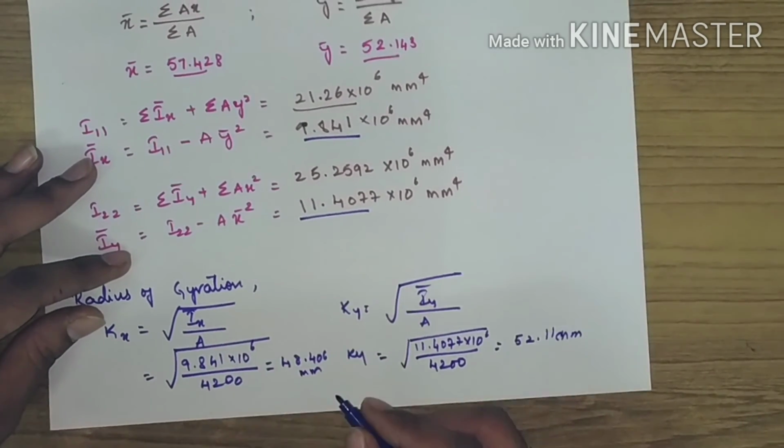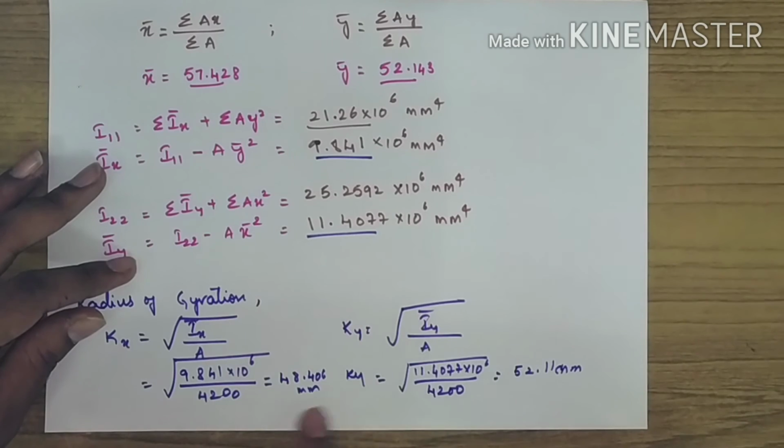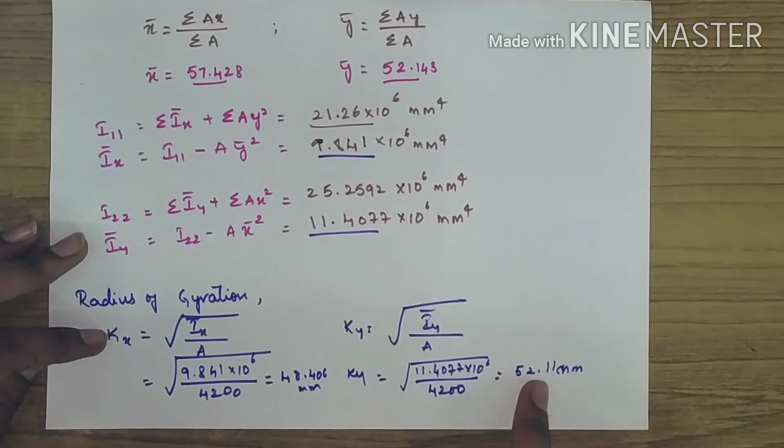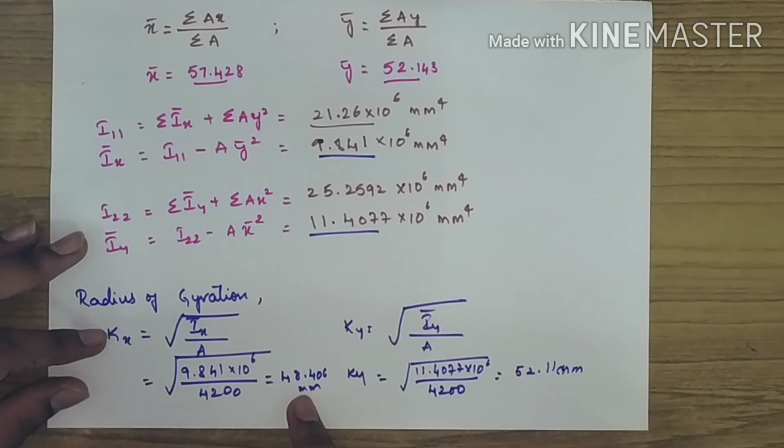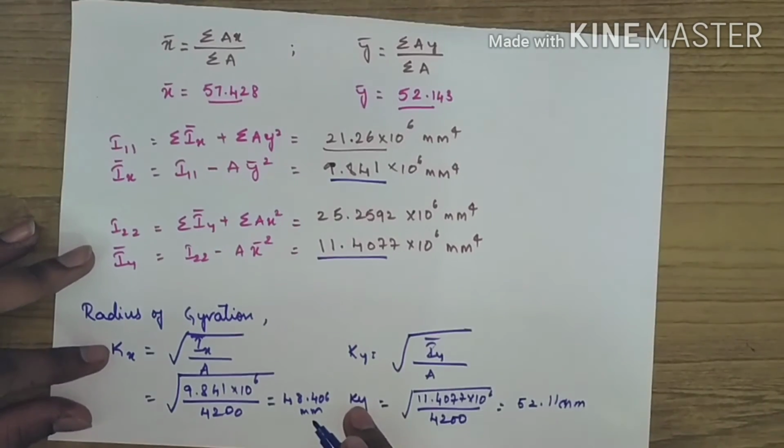Also sometimes it will be asked to determine the least radius of gyration. It simply means the minimum of these two. So if you see, kx is the lesser value among these two, that is 48.406. That's why we can say that the least radius of gyration for this particular section is 48.406.